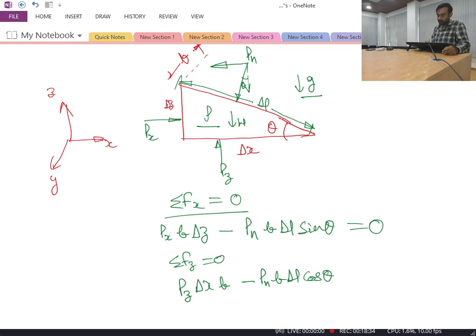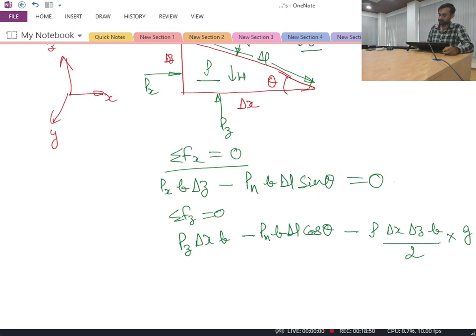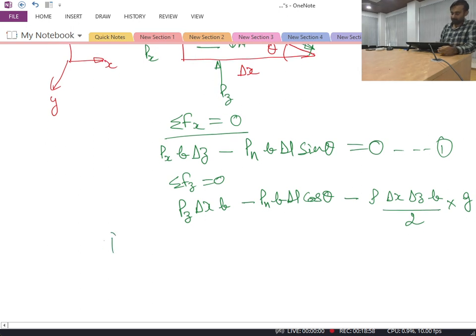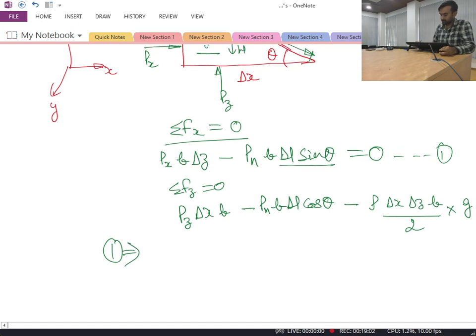If you calculate the weight of the fluid element, this will be density times volume. The volume of this wedge is delta x delta z into B divided by 2, and then we will have g over here. So this is equal to 0. These two equations, equation number 1 is the force balance in the x direction and equation number 2 is the force balance in the z direction. Okay.